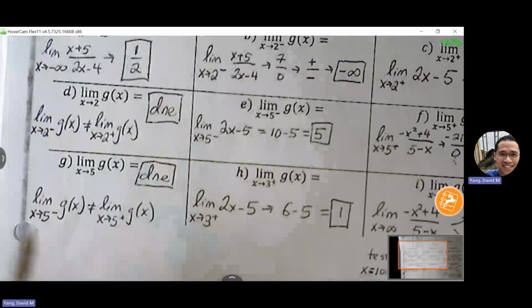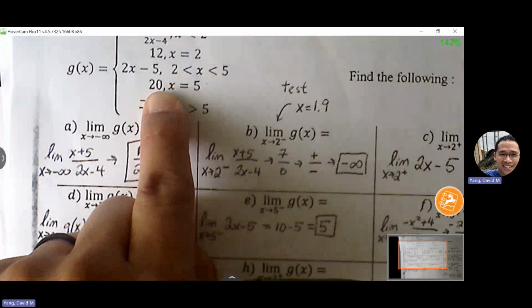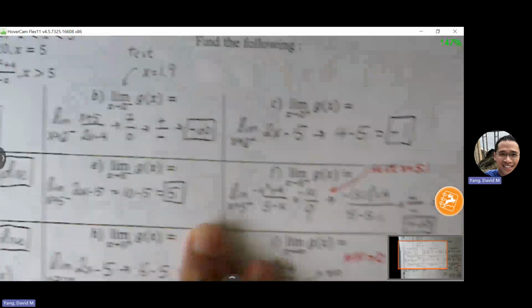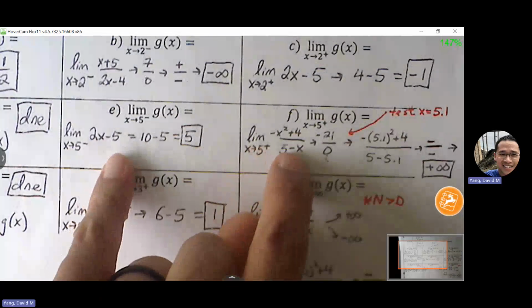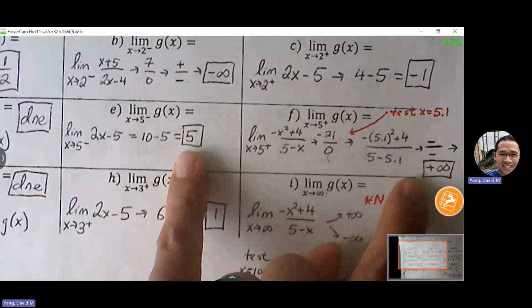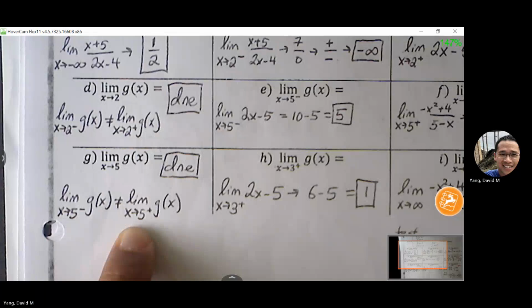Okay, part G, limit as x approaches 5. Again, we may be tempted to say 20, but 20 is the ordered pair. It's not the behavior of the graph around 5. We can rely, however, on E and F. E and F have one-sided limits. And again, we see that the one-sided limits are not in agreement. One side is going to 5, the other side is going to positive infinity. So we say that the limit does not exist.